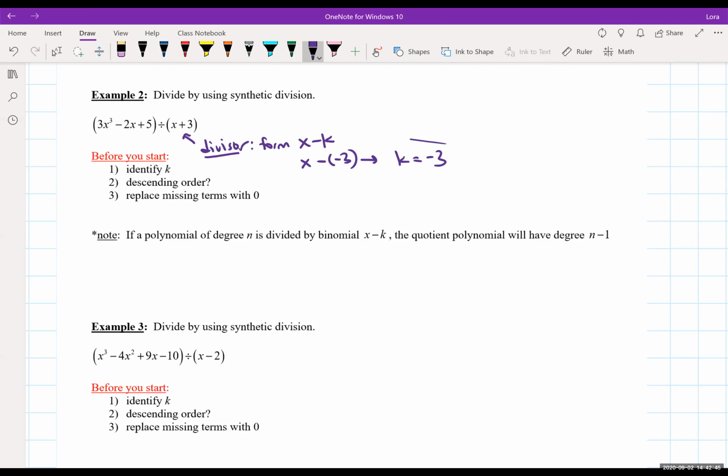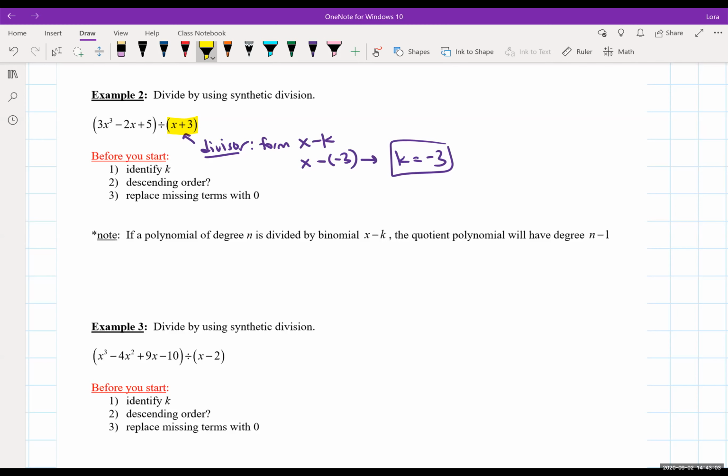So that's the first idea. Now, what I always like to do as a shortcut is understand that if you are looking at your divisor, the k is always the opposite of what you see due to this idea. So if you see x plus 3, your k must be negative 3.